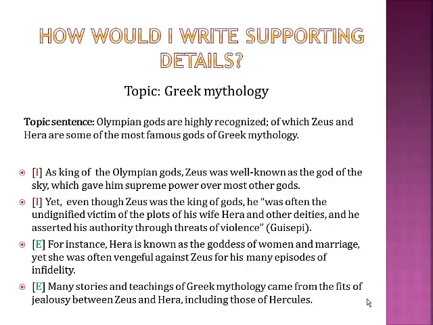Then beyond that, I go into explain: what does this information mean? So I'm explaining my quote, and explaining the information and observation that I gave. For instance, Hera is known as the goddess of women and marriage, yet she was often vengeful against Zeus for his many episodes of infidelity. Many stories and teachings of Greek mythology came from the fits of jealousy between Zeus and Hera, including those of Hercules. I know we've all heard of Hercules, and so this is a prime explanation of what I was trying to explain in my quote.